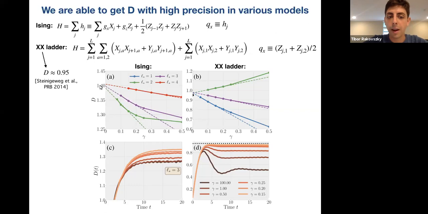So the relative error of this is around 1% or something like that. And similarly, in this XX ladder, we get similar results when we compare different L stars and look at the diffusion constant. At large gamma they look very different, but by making gamma smaller and smaller, they all appear to converge to basically the same result, which is also quite close, although slightly larger than this 0.95 predicted by previous papers.